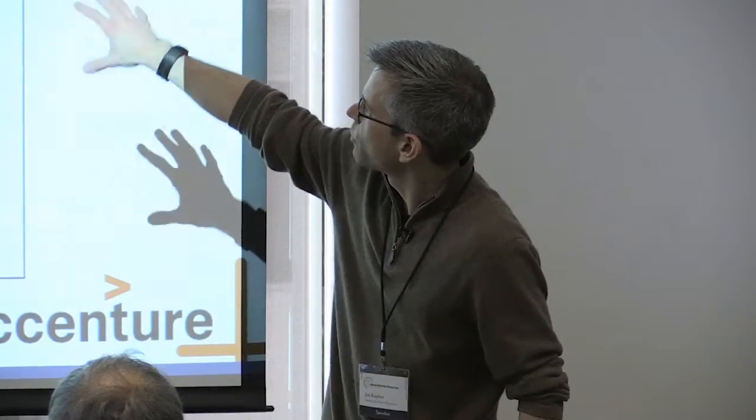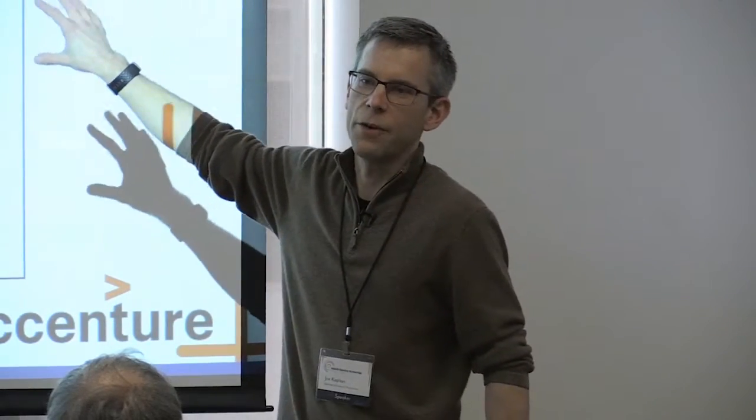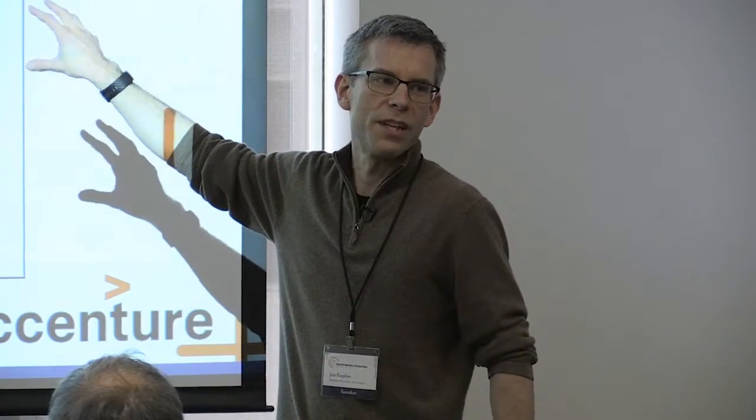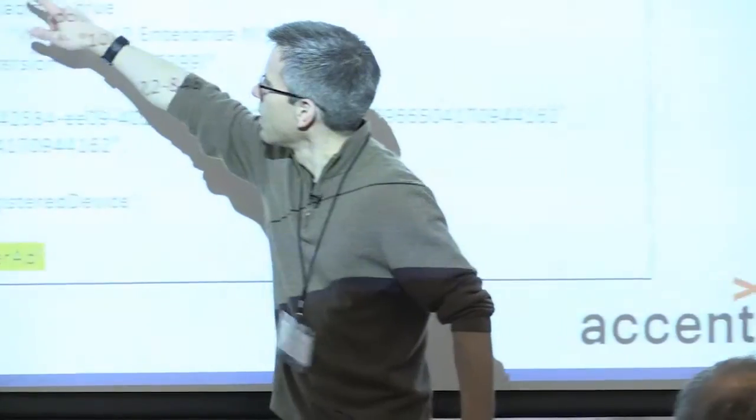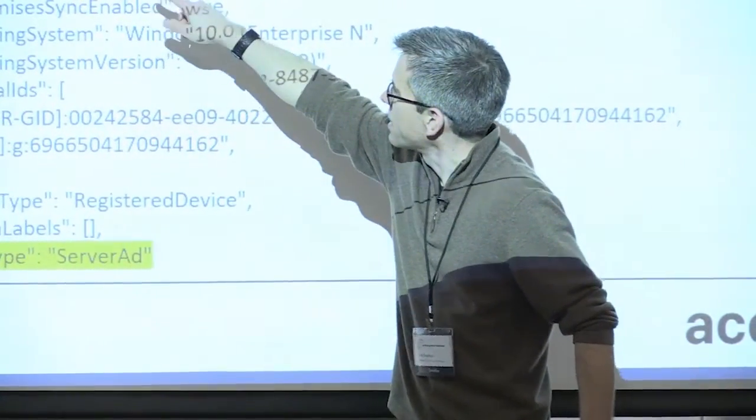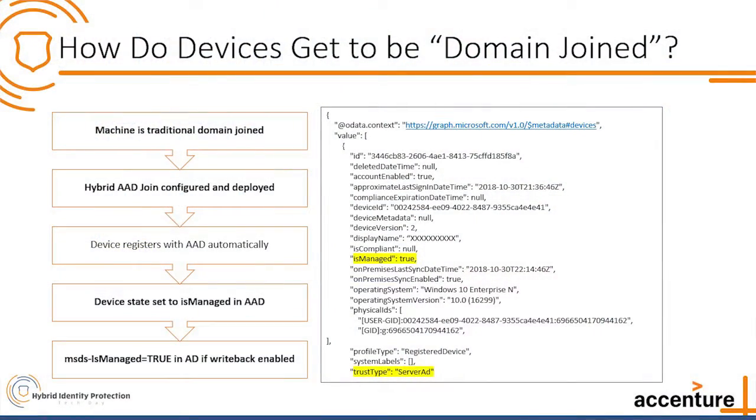But this is an actual dump of a device object out of Azure AD from the Graph API perspective. You can see some stuff in here. One of the things you'll see is that this particular device object has no compliance state, but it's managed. This is an indication that it's a hybrid join machine. You also see a bunch of stuff related to the metadata around Azure AD Connect. So really great advanced troubleshooting stuff.